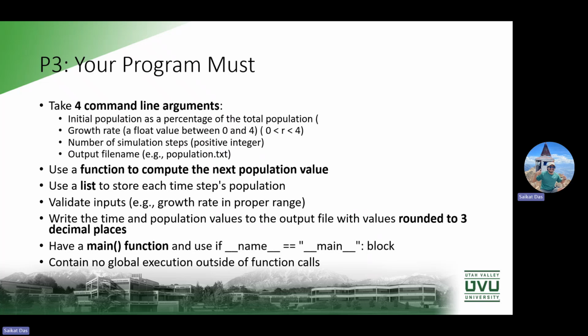And what is the task for the main function? Given the input, process it, and print the output. In this particular project, we will be printing the output to a file, storing that information to a file. For the input, we're not using the input function here. Rather, we will be using command line parameters, using either sys.argv or argparse. So you need to use the list to store each time step's population before storing to a file.